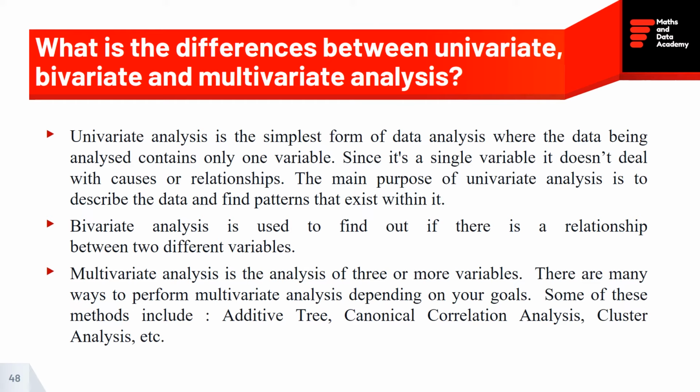Bivariate analysis is used to find out if there is a relationship between two different variables. Multivariate analysis is the analysis of three or more variables. There are many ways to perform multivariate analysis depending on your goals. Some of these methods include additive tree, canonical correlation analysis, cluster analysis, etc.